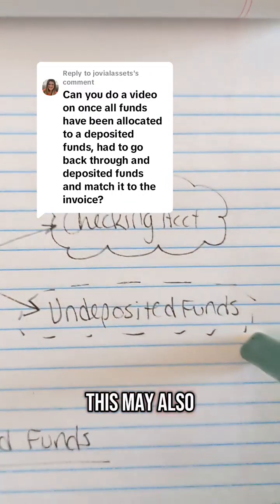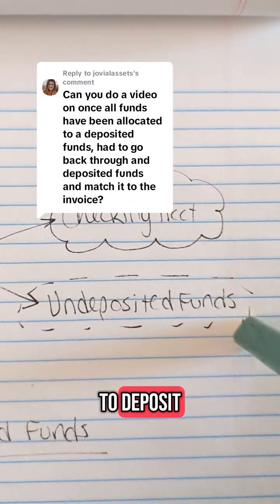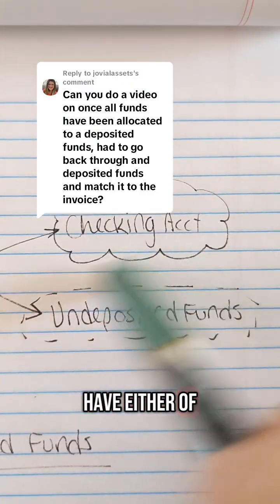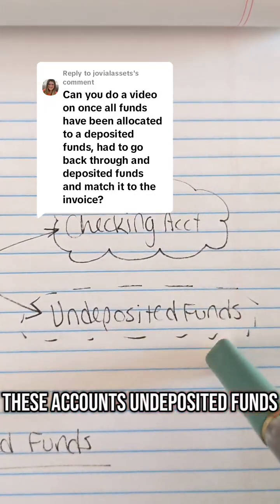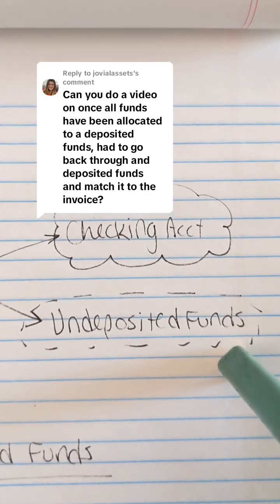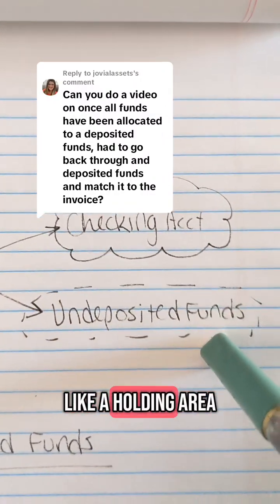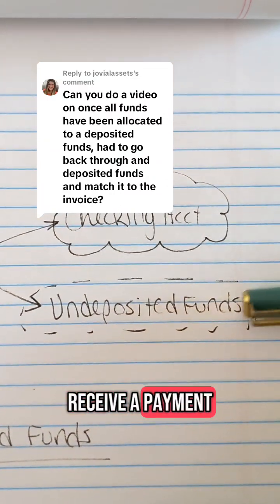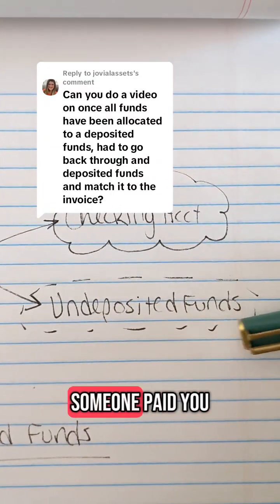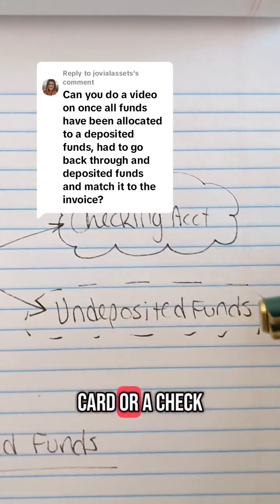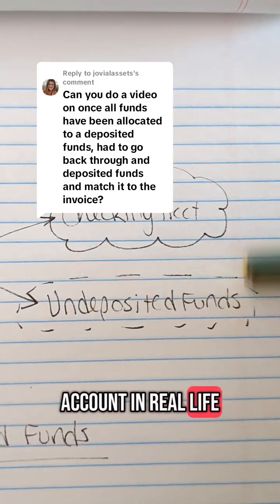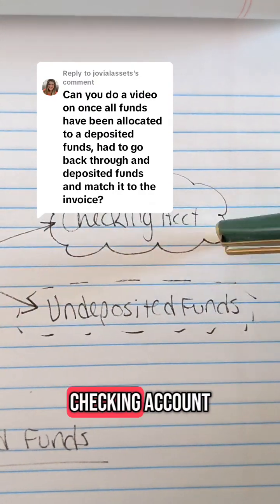This may also be called payments to deposit in your QuickBooks Online, but you will have either of these accounts, undeposited funds or payments to deposit. And this is an account that is kind of like a holding area. It doesn't exist in real life because when you receive a payment, either through a merchant service, someone paid you with a credit card, or a check, there is no undeposited funds account in real life. You just deposit it to your checking account.